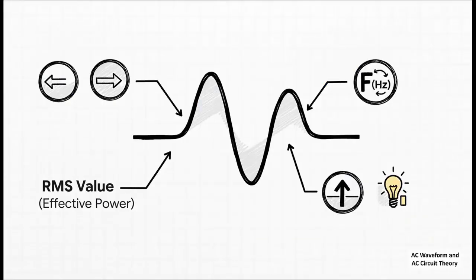The big takeaways are, AC reverses direction, DC doesn't. The pure shape of AC is the sine wave. Frequency, in hertz, tells us how often it cycles. Amplitude is its peak strength. And most importantly, the RMS value is how we measure its real effective power.